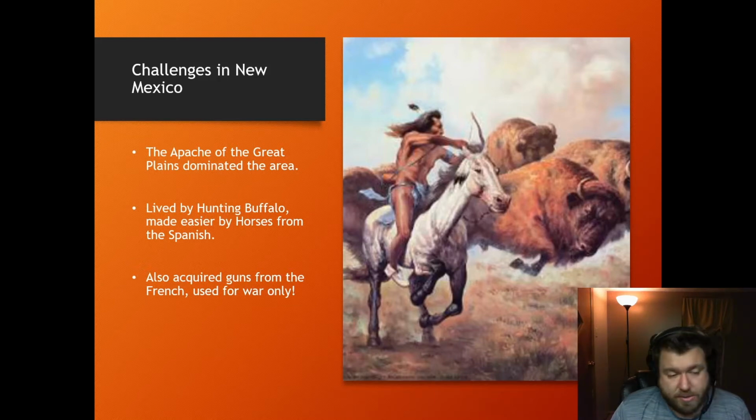Also it says they acquired guns from the French, but used them for war only. The natives did not use guns for hunting. It was only if they were going to war with someone. So, while the natives did have guns, which they acquired from the French, they used them for war only. And if you think about it, they might have these guns, but they have a limited amount of ammunition. The natives didn't know how to make more, so they had to save it and only use it whenever it was absolutely necessary. So, war.